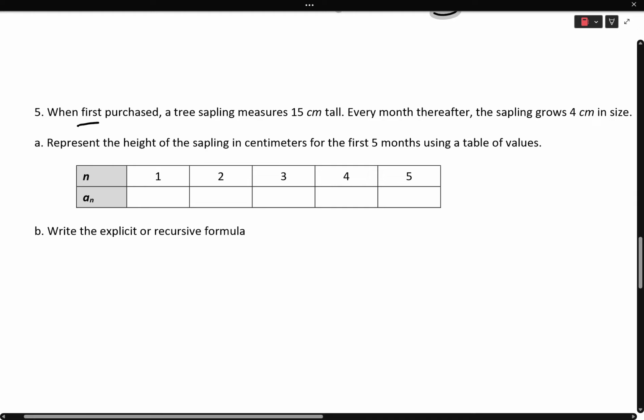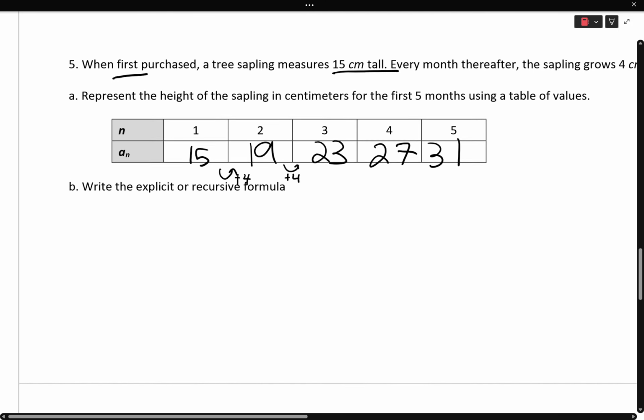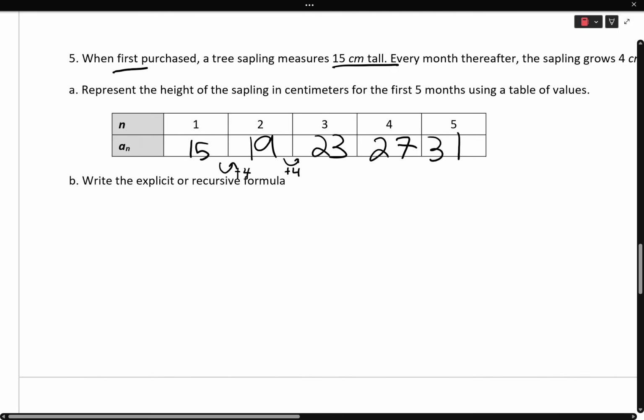The first month is 15 centimeters. That's month 1. Then we grow 4. That's plus 4. 19. Plus 4. 23. And we're going to continue adding 4. 27 plus 4. 31. Letter B says, write the explicit or recursive. We're going to do both.